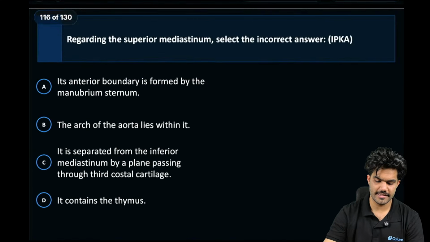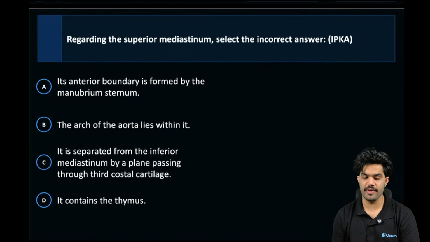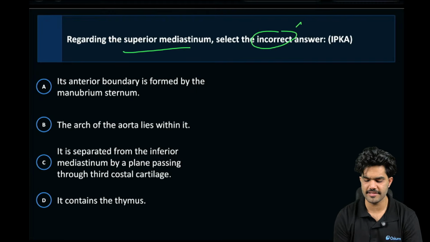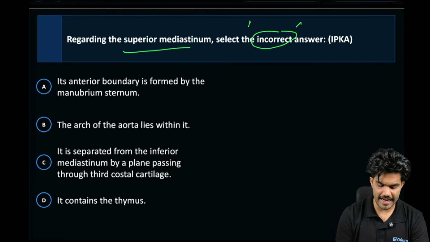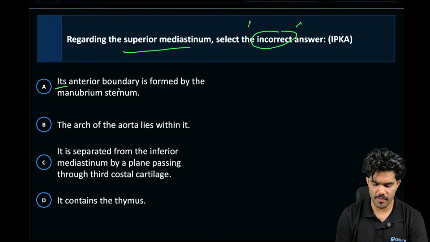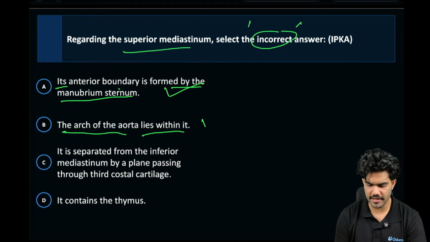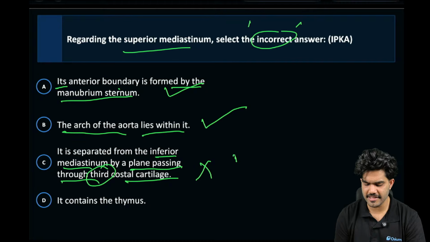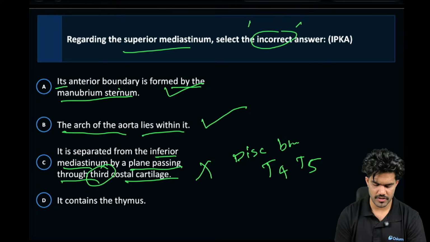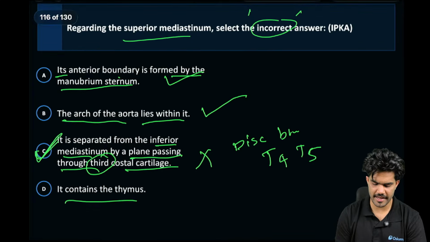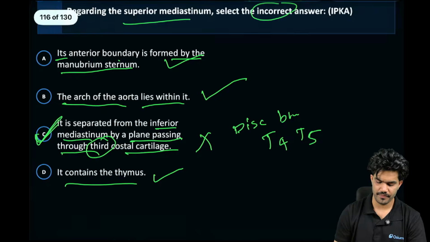Let's see the next question. Regarding the superior mediastinum, select the incorrect answer. Its anterior boundary is formed by the manubrium sterni. Yes. The arch of aorta lies within it. Yes. It is separated from the inferior mediastinum by a plane through the third costal cartilage? No, this plane is the disc between T4 and T5. So this is the wrong answer. It contains thymus. Yes, this is also true.